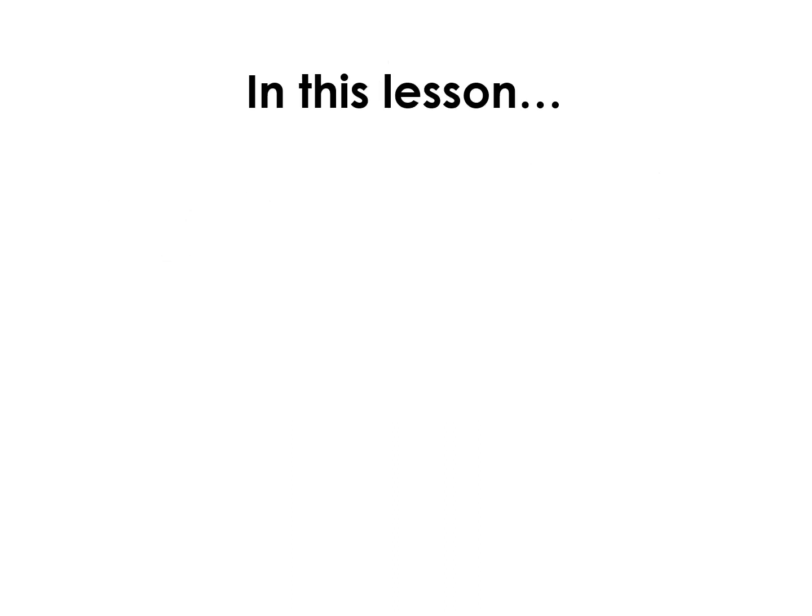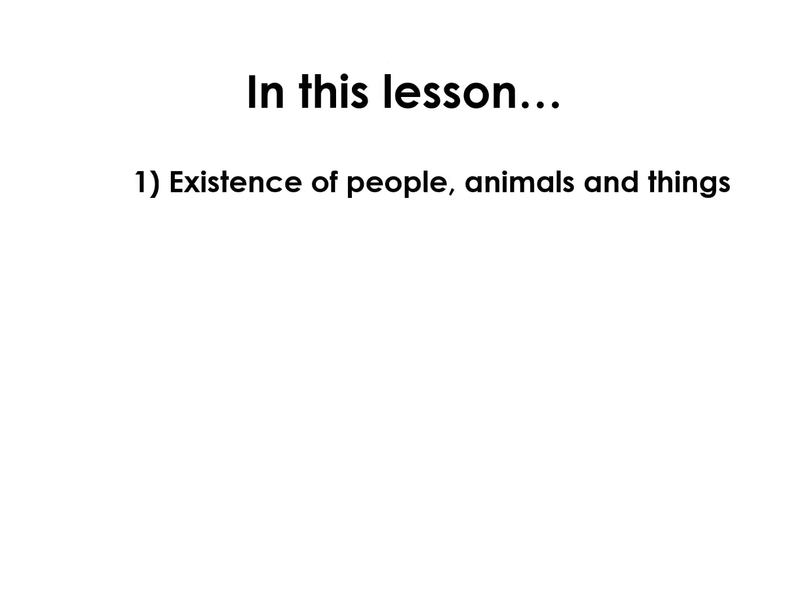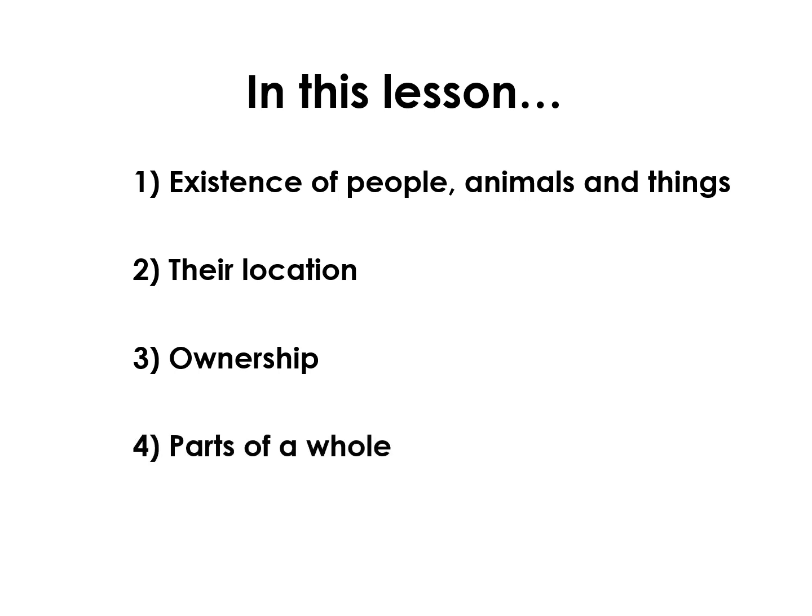In this lesson, we learn how to express the existence of people, animals, and things, how to express their location, how to express ownership of animals and things, how to express the parts of a whole, how to express the existence of events and their location. In the next slide, we will review some important points about the Japanese language and its grammar.